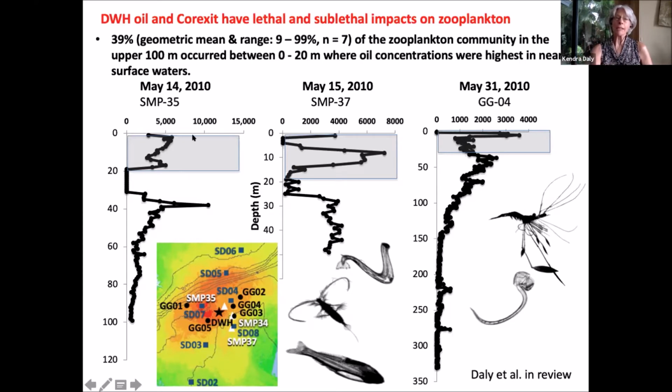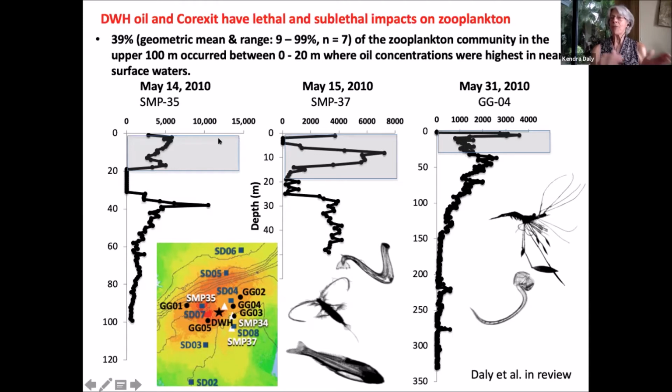And as you can see, during spring, slightly less than 40% of the population was in the upper 20 meters, where the Deepwater Horizon trustees report said were the highest oil concentrations. So the level of oil that is lethal to zooplankton was most frequently encountered in the upper 20 meters.